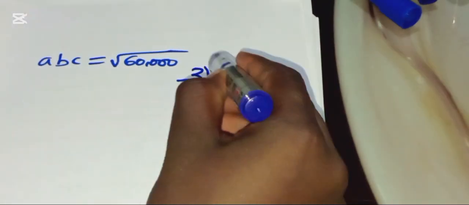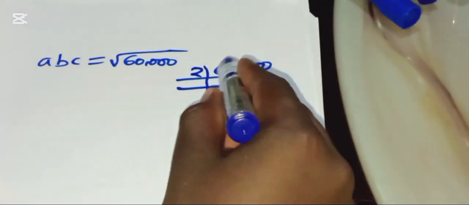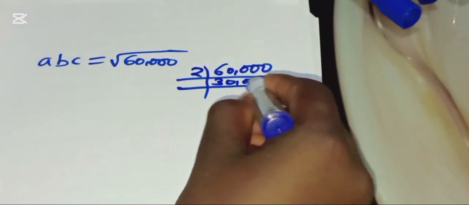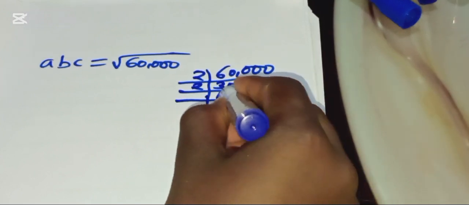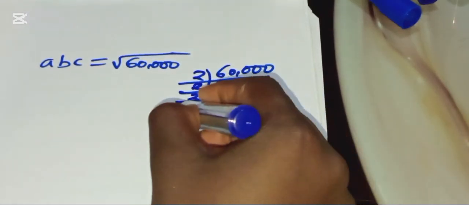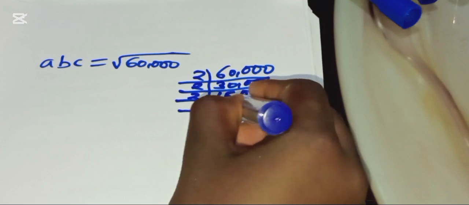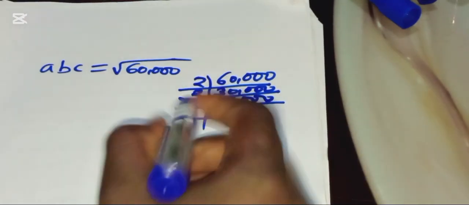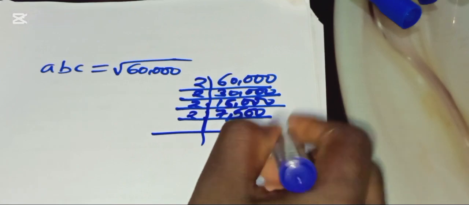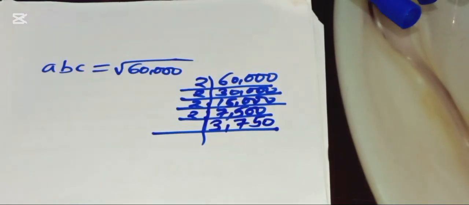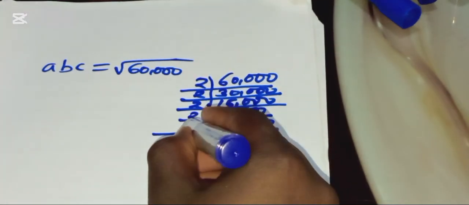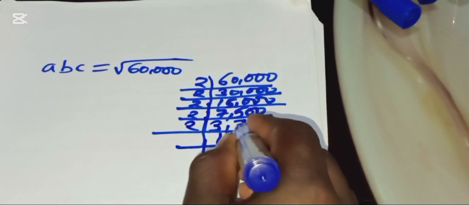Okay, let's determine the prime factors of 60,000. So here we divide this by 2. Which is 60,000 divided by 2. This is 30,000. Okay, so divide by 2 again. And this is 15,000. Divide by 2 again. So this is 7,500. All right. And then we divide by 2 again. And this one gives us 3,750. Then from there, we can divide by 2 again. And this one will give us 1875.